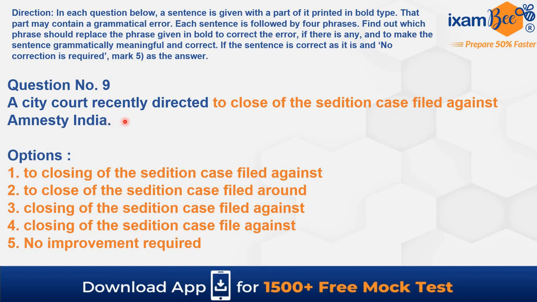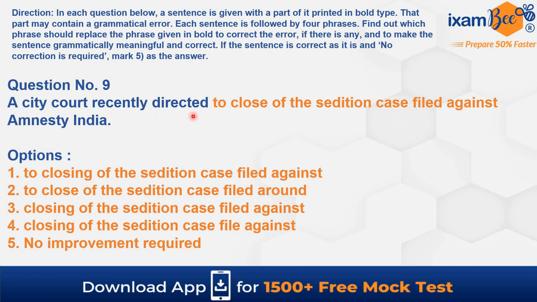A city court recently directed to do what? Right? To close what? The sedition, to close. This is a verb. Now we need a noun here, right? To close what? The sedition. We don't need a preposition here. So look at the options. First of all, please remember, we need an infinitive form here.